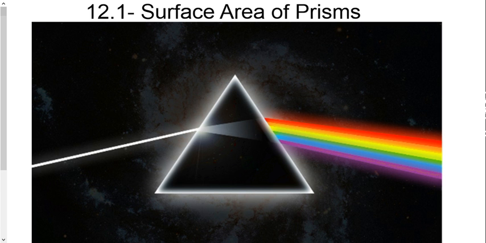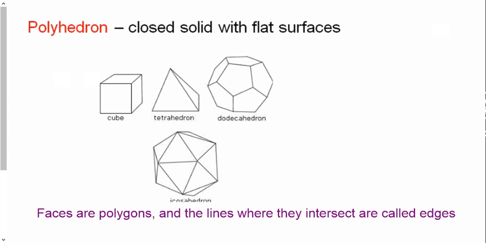This section, or this chapter actually, is all about surface area of different shapes. So we're going to start with surface area, then we're going to work our way to volume. But for this section only, it's just going to be about prisms. So let's start with the definition of a polyhedron. These notes are also on your green sheet.